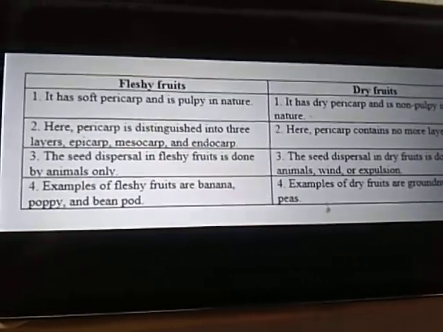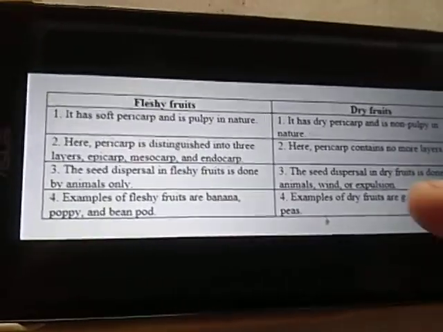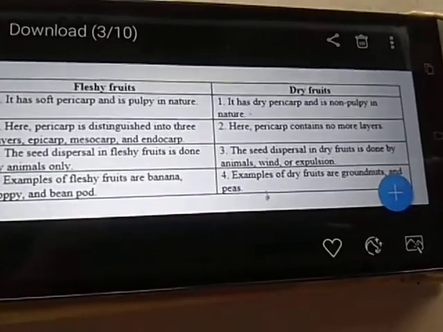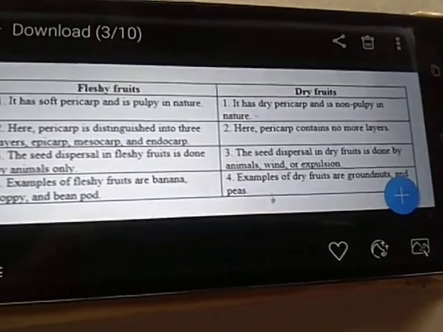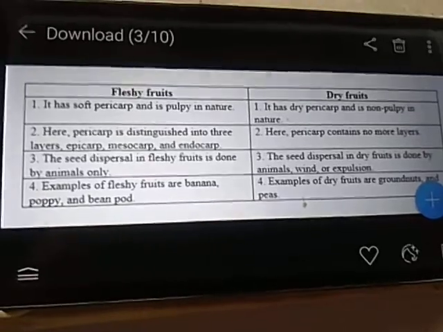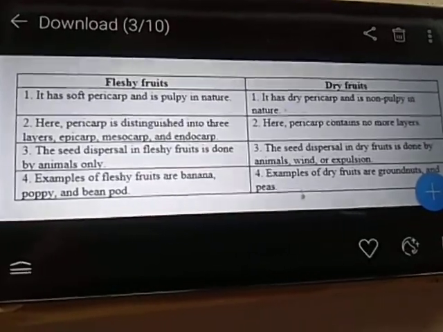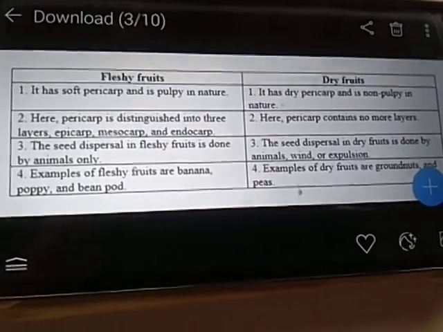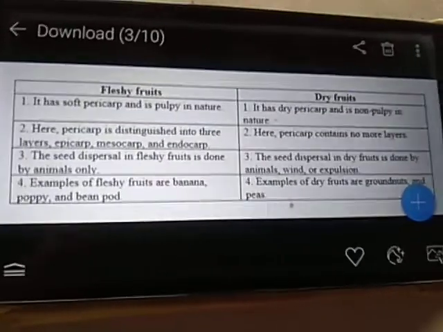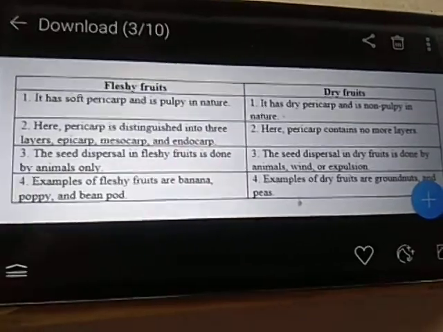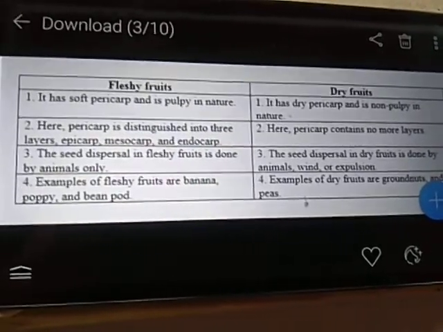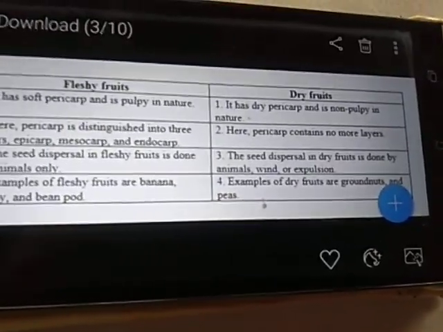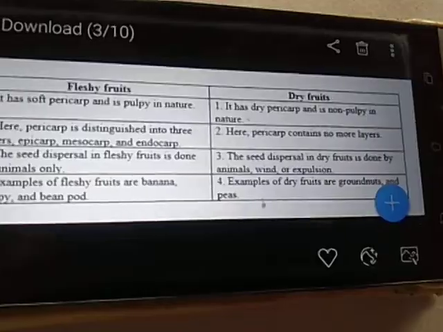Here in fleshy fruits the pericarp is distinguished into three layers, you have seen there, epicarp, mesocarp and endocarp. But in dry fruits the pericarp contains no more layers. The seed dispersal in fleshy fruits is done by animals. The seed dispersal in dry fruits is done by animals, wind and expulsion also. So these are the differences between dry fruits and fleshy fruits. Examples are also given: banana and bean pod, mango, you can see. But dry fruits, examples are groundnut and peas.